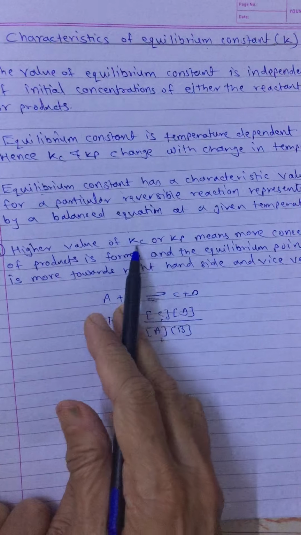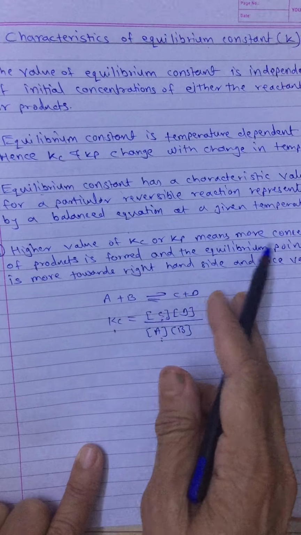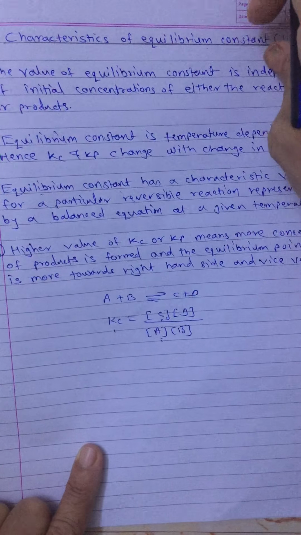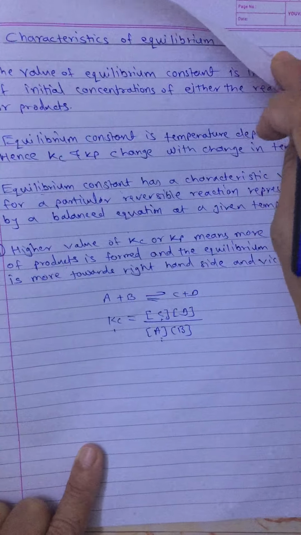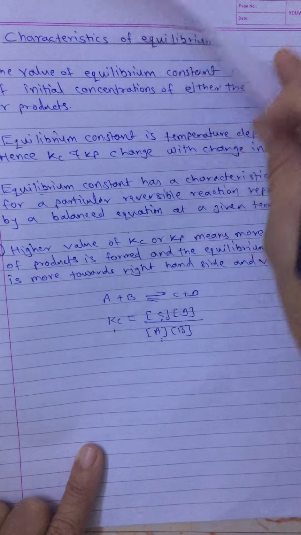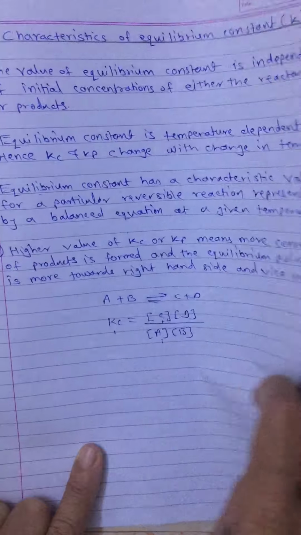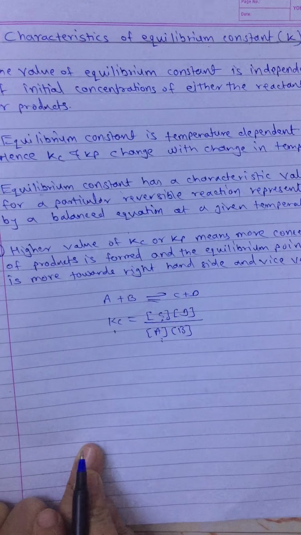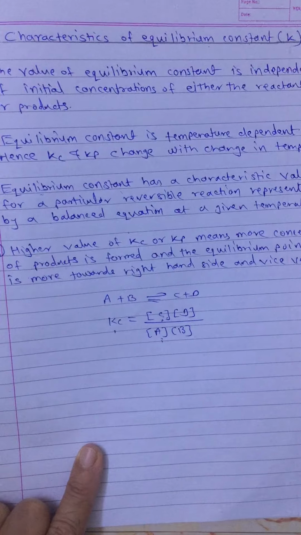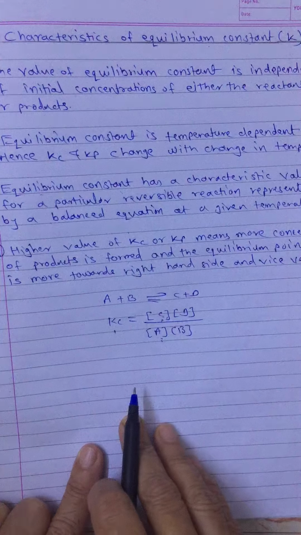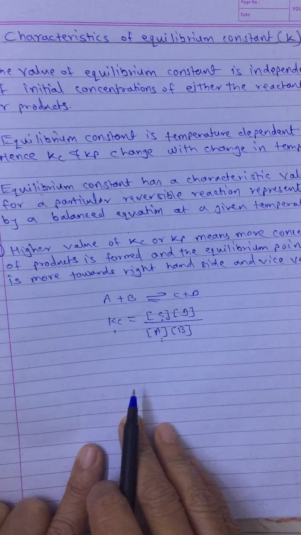See, higher is the value of Kc or Kp, means more concentration of products is formed and the equilibrium point is more towards right hand side and vice versa. So these are about the characteristics of equilibrium constant. Okay, and in the next video we will see Le Chatelier's principle and its application, which is very important part. Thank you.